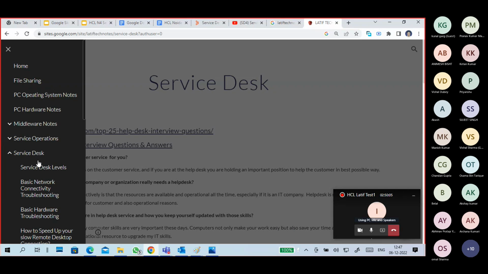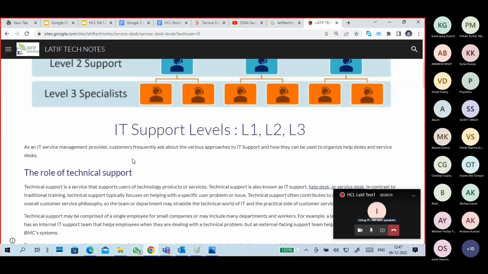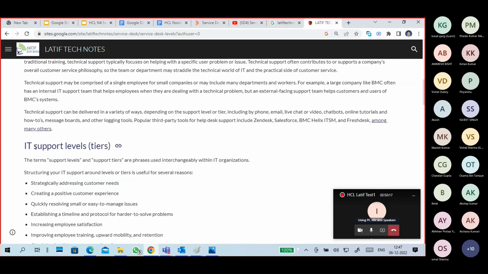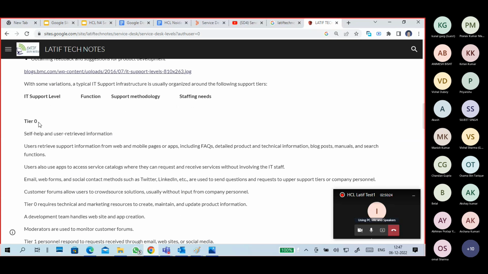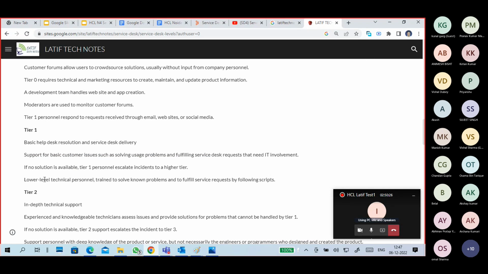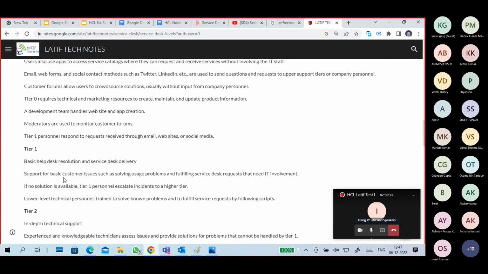Under service desk, there are service desk levels, SPOC, and some technical troubleshooting things also. If you go to service desk levels, it tells about different support levels, not service desk levels. It is service desk support levels: Tier 0, Tier 1, Tier 2, Tier 3, Tier 4 kind of stuff.